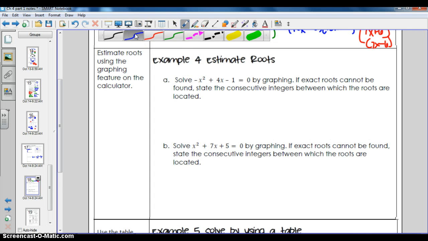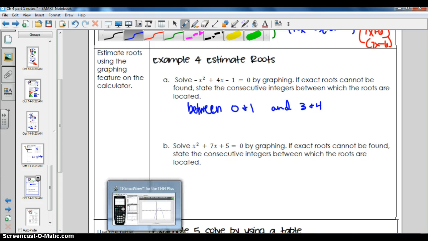So we would put between 0 and 1 and 3 and 4. All right, so let's go ahead and have you try this next one on your own.